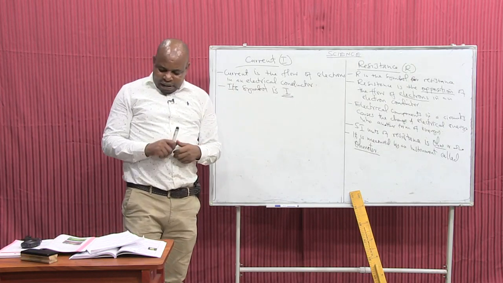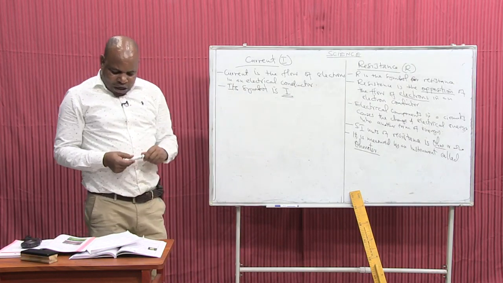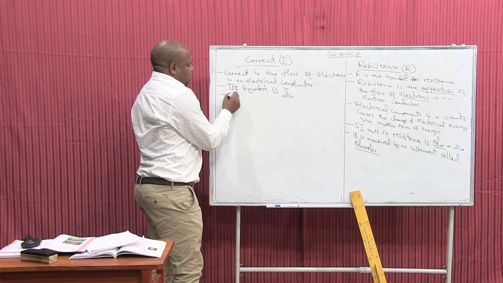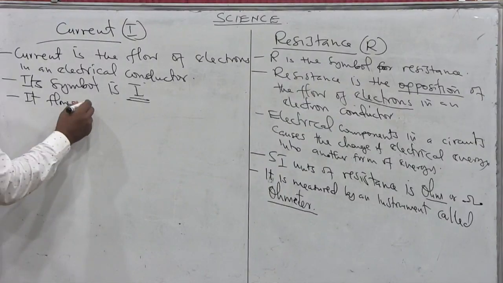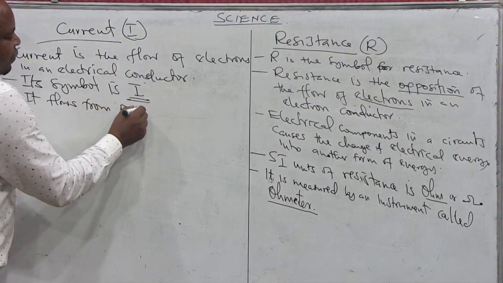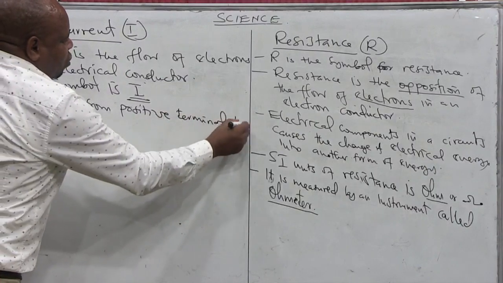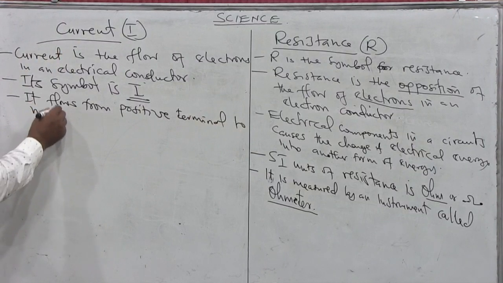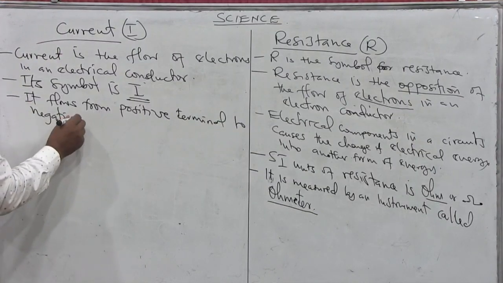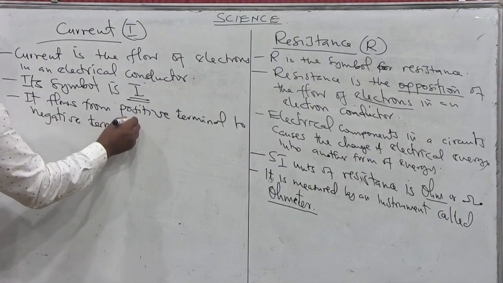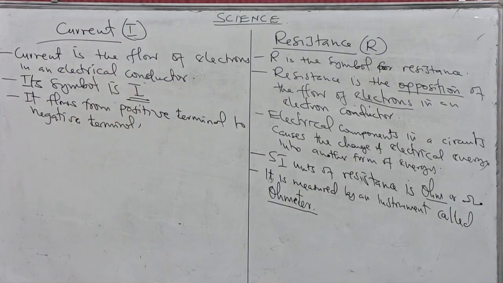And we have said current is the flow of electrons through a conductor. It flows from the positive terminal to the negative. The flow of current is opposite to the flow of electrons. Electrons flow from negative. Current flows from positive.